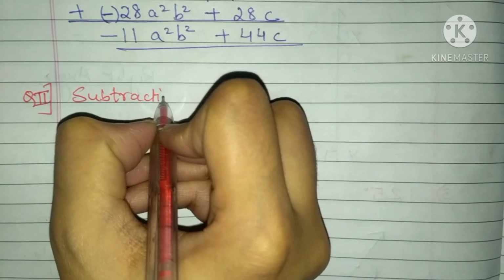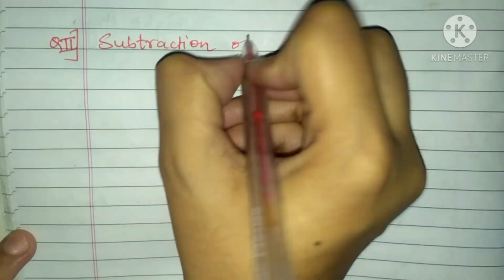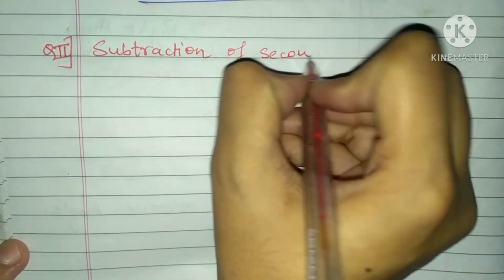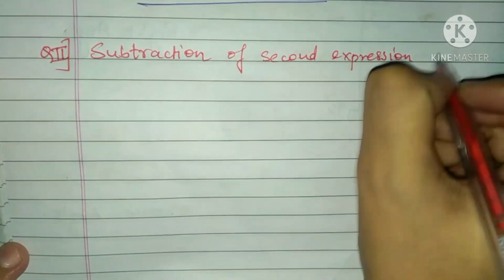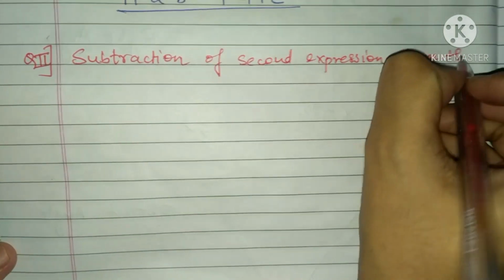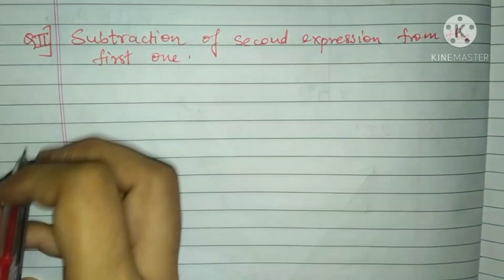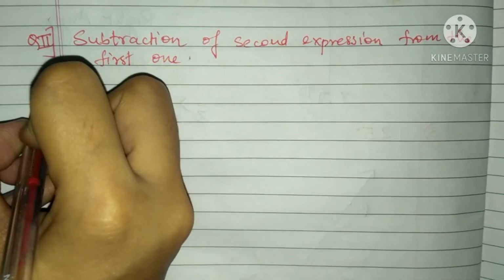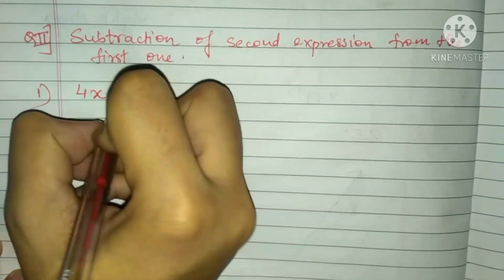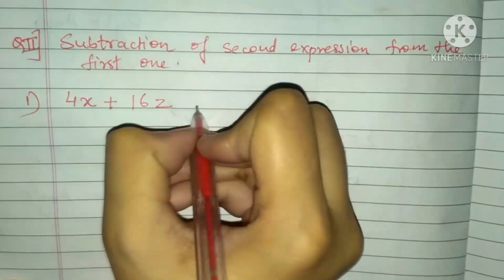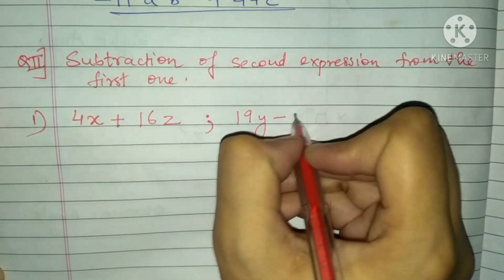Similarly, in this method only we have to subtract also. See, how do we carry out subtraction? Subtraction of the second expression from the first expression. Similar methods, you can use any one method to solve, either the horizontal method or the vertical method. Whichever method you find easy, you can solve it with that method. It is not compulsory that you solve it by both methods. You can use any one.